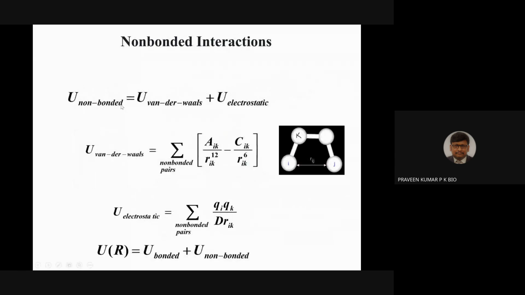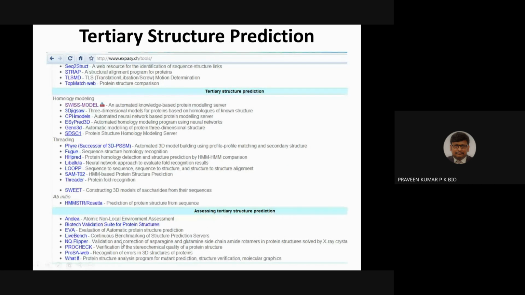Now let me come to the non-bonded. Non-bonded is the sum of van der Waals and electrostatic. So the non-bonded potential energy is calculated like this. What is the formula for van der Waals? What is the formula for electrostatic? In general we have a van der Waals formula like this, and electrostatic is from Coulomb forces of attraction. Potential energy can be calculated through this. And the sum of bonded potential energy and non-bonded potential energy is the total potential energy. In the next slide, we can see how to determine the 3D structure of a protein.